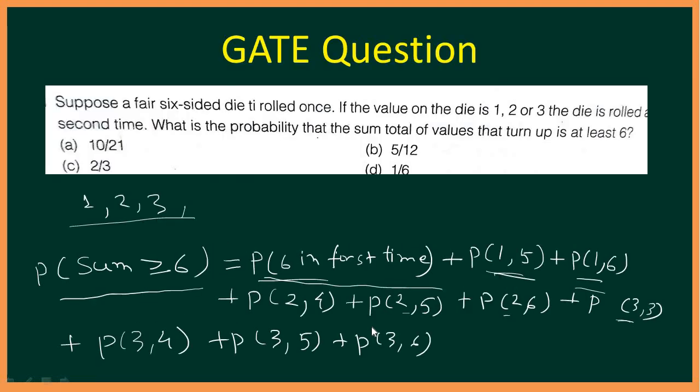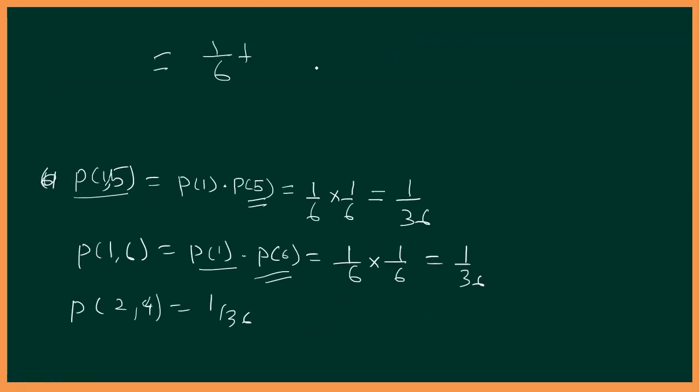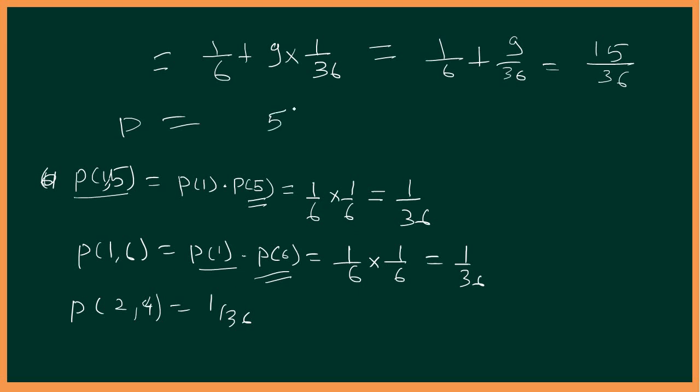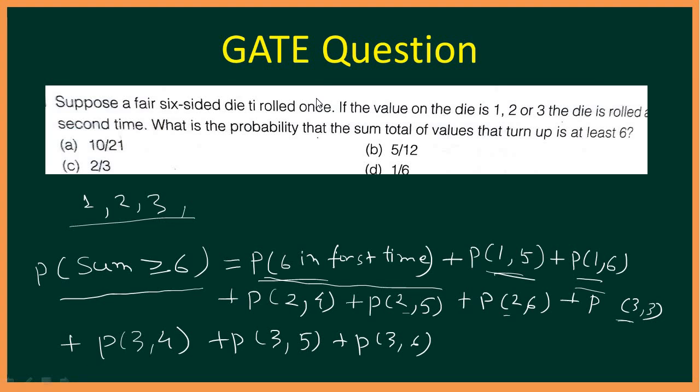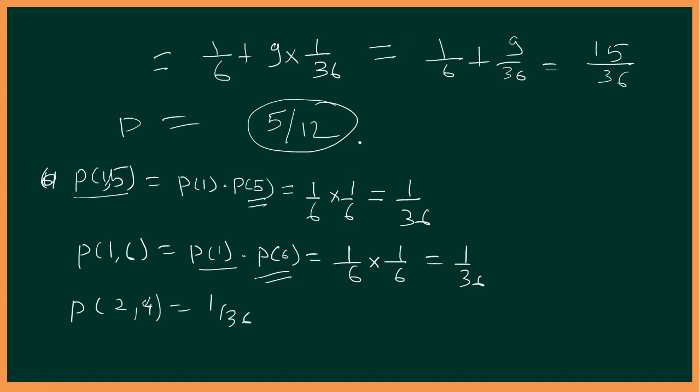So we can write it like this: plus 9 into 1 by 36. So our total probability will be 1 by 6 plus 9 by 36, which means 6 plus 9 is 15, so 15 upon 36. So the total probability will be 5 by 12. Now let's see the options. As we can see, in option B we are getting 5 by 12, so our right answer will be option B.